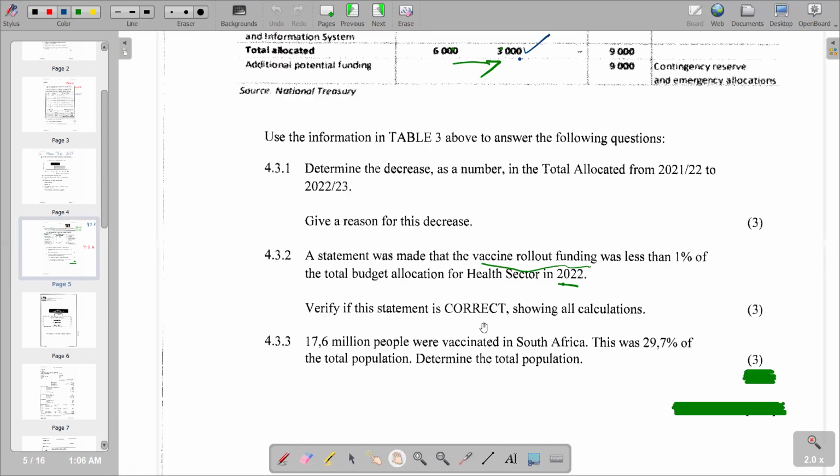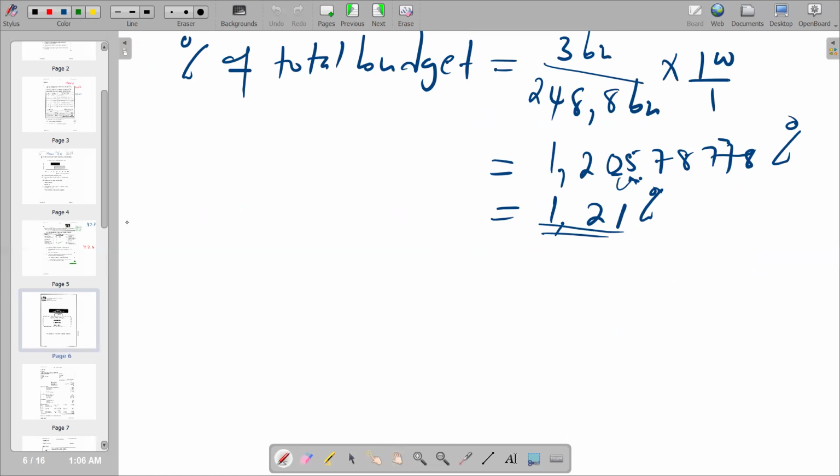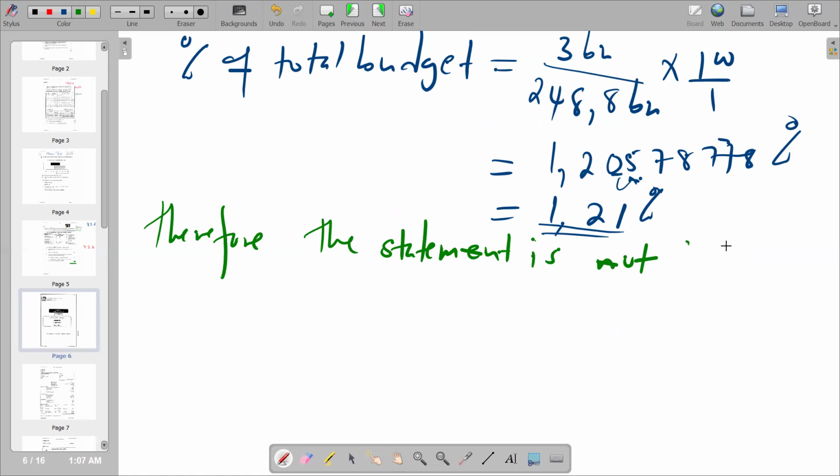Then we go back to the question to see what it specifically requires us to do: verify if the statement is correct. From our calculations, we want to see if it's less than 1%, but according to our calculations, it's more than 1%. So it means the statement is not correct. Therefore, the statement is not correct.